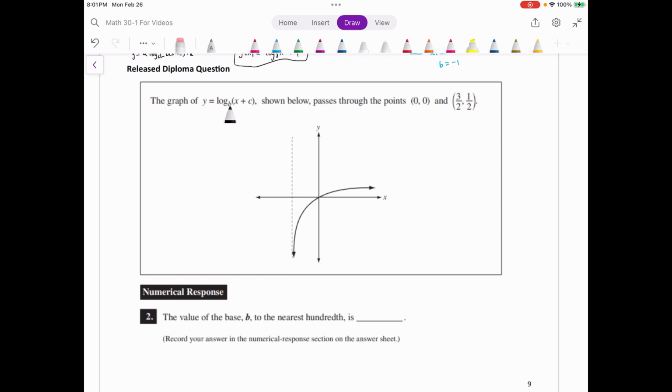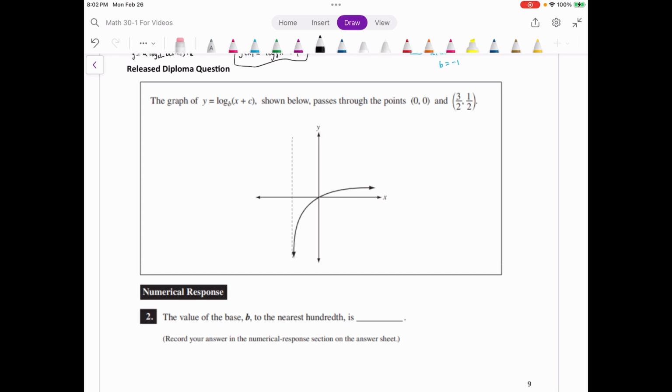Aha, there's a base. So the graph of y equals log base b, that's what we're trying to find apparently, of x plus c, which is shown below, passes through the points 0, 0, and 3 over 2, 1 over 2. All right, now they gave us the graph, but honestly, I don't know how much they needed to, because this is actually the information we need, right? If we want to actually numerically solve for b, we kind of need this information. The graph could be helpful if they had put some numbers on here, but they didn't. So it might not be the most helpful thing in the world.